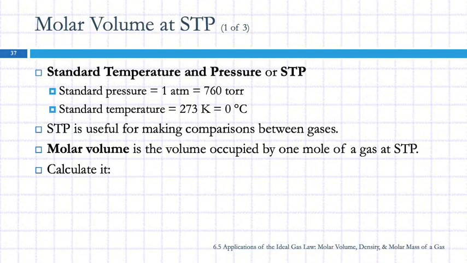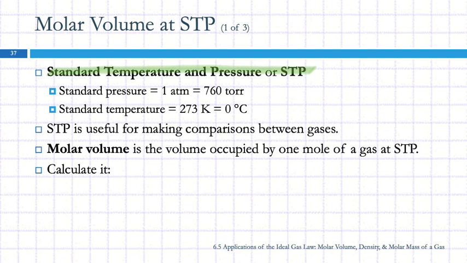With gases, we're always having to specify the temperature and the pressure, which is something we don't have to do with solids, liquids, and aqueous solutions. So just to have a common reference point, like sea level is a common reference for altitude, we have something called standard temperature and pressure, which is abbreviated STP.